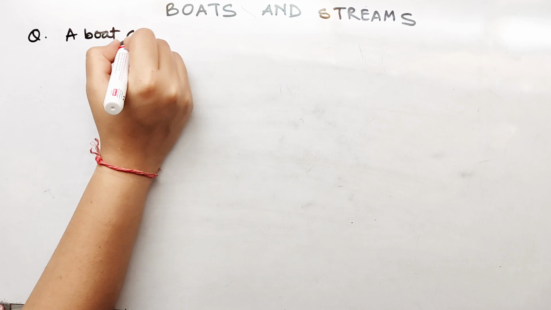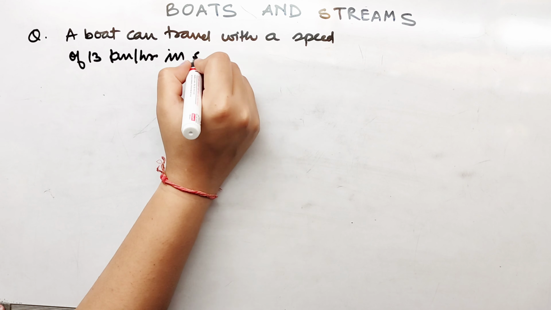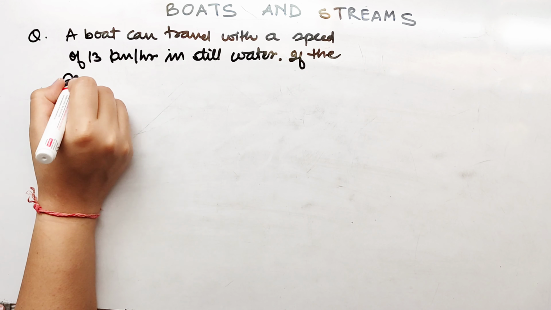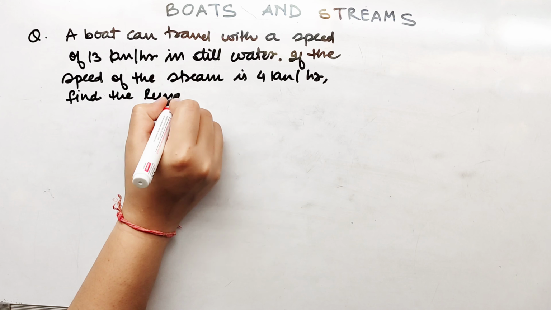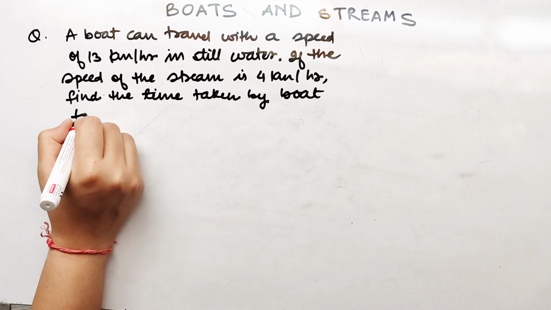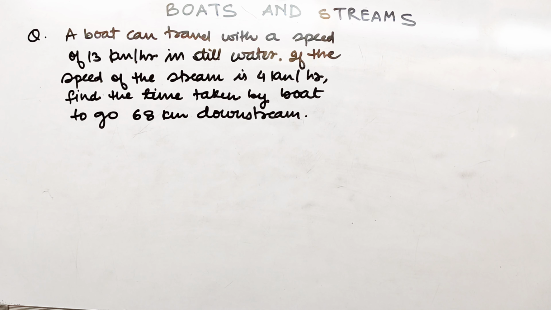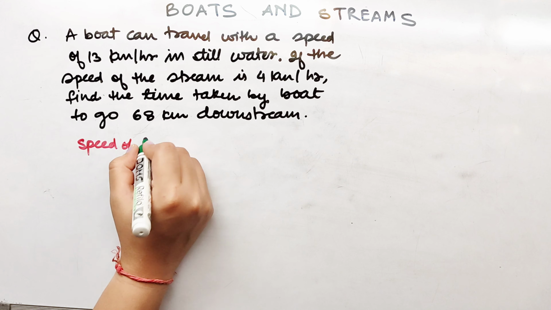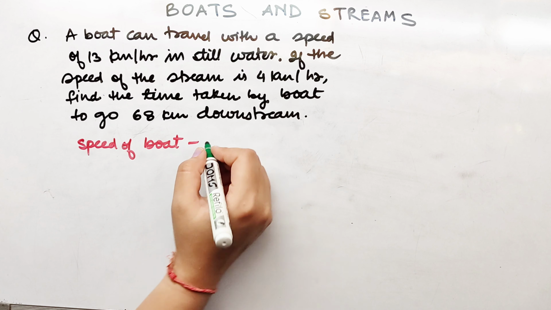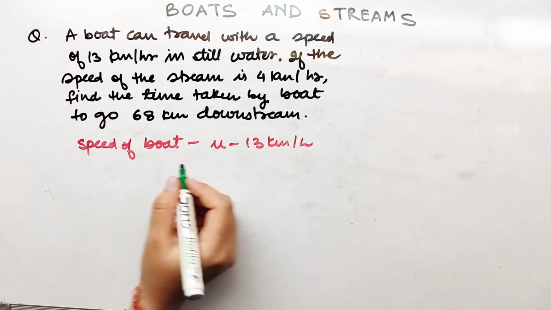So question 1 is, a boat can travel with a speed of 13 kilometers per hour in still water. If the speed of the stream is 4 kilometers per hour, find the time taken by the boat to go 68 kilometers downstream. Okay, so the strategy to tackle these questions is to first understand what the question is conveying and whether the question is about upstream or downstream. Only then you can apply the formulas.